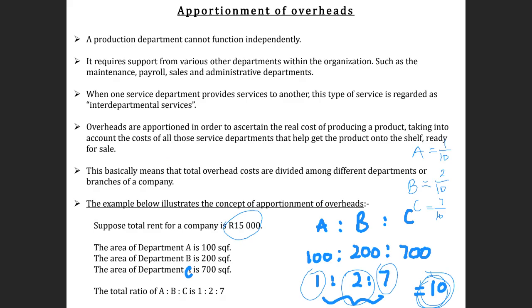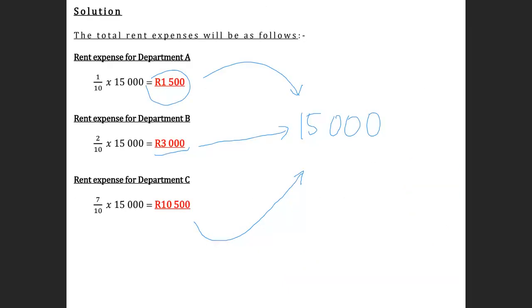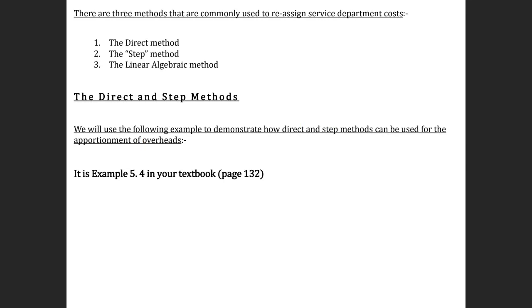So the 10 is the total. Once you add up the 1 plus the 2 plus the 7, it is the total of 10. That becomes the denominator of each of these fractions, and the numerator is the number that you got when you created the ratio. So as you can see, for A it's 1, so it's 1 over 10. For B it's 2, so it's 2 over 10. And C is 7, so it's 7 over 10. Okay, so this is how we create your ratios, and we're going to do the same when we carry out the three methods involved in the apportionment of overheads.